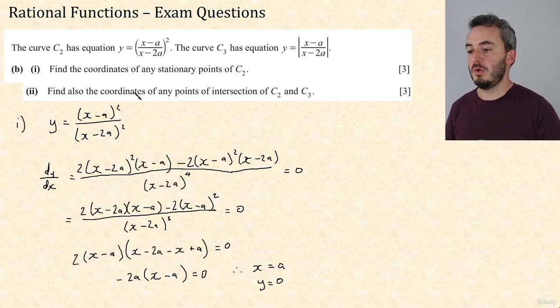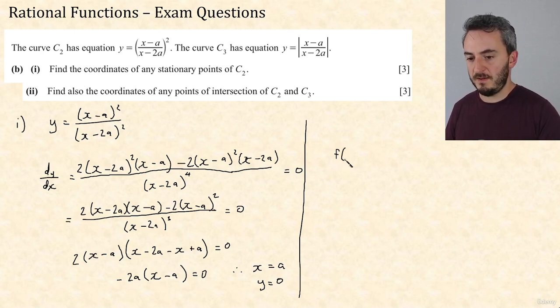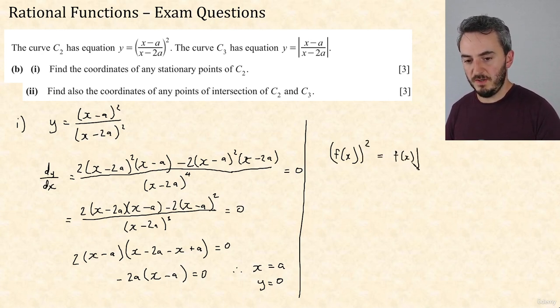Okay, find also the coordinates of any points of intersection of these two graphs. Well, I want to do this one pretty much using logic, and here's the logic. When is it the case that squaring something gives you the same result as taking the modulus? Because that's effectively what we've got, right? We've got a function, f of x, and we want to know when squaring it achieves the same thing as taking the modulus of it.